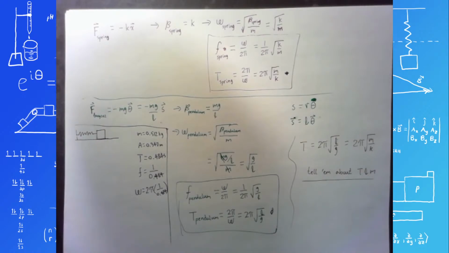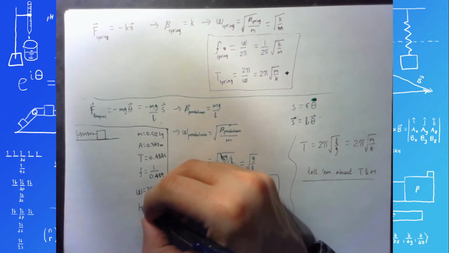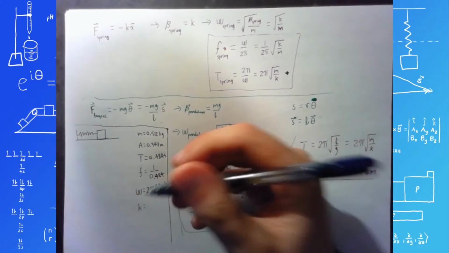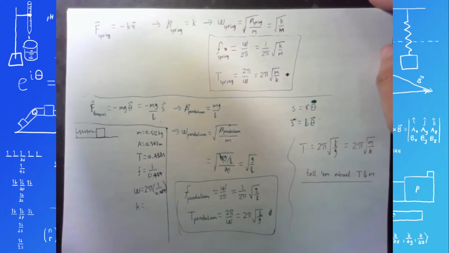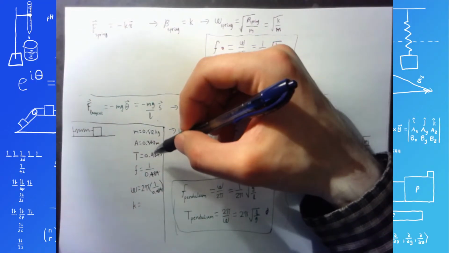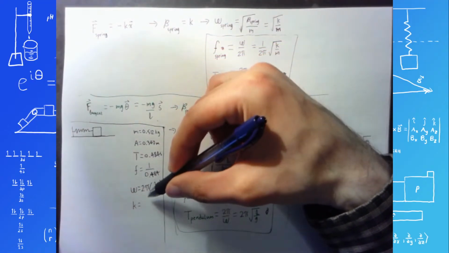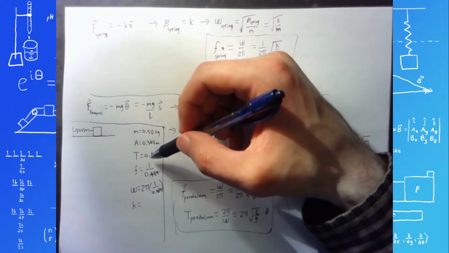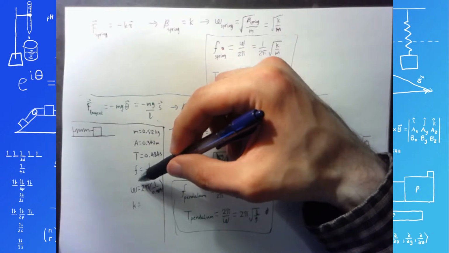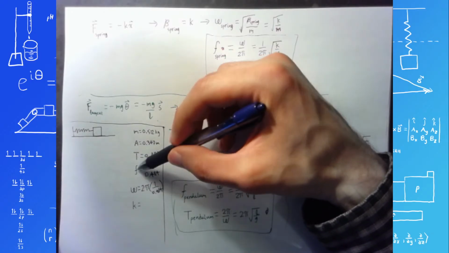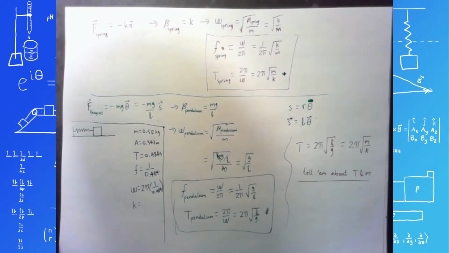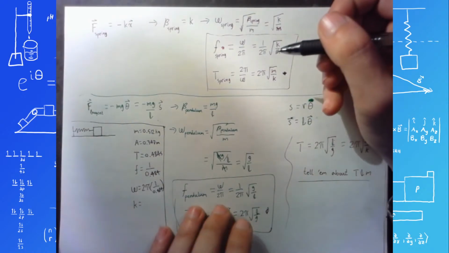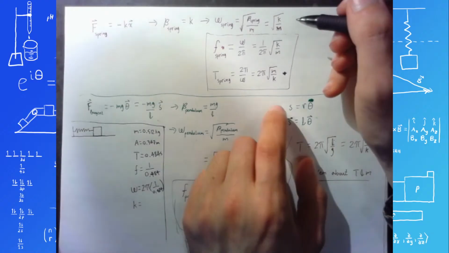Part D, find the force constant. Okay, well, we know the mass, and we know the period. We can find the force constant. Actually, even if you didn't know the period, if you knew period or frequency or angular frequency, if you knew any one of these three, they all have some relationship with m and k.